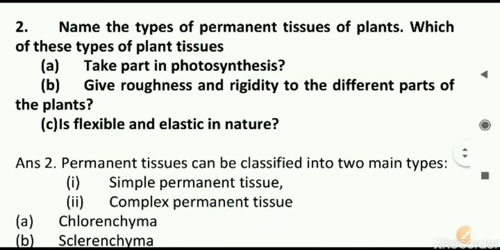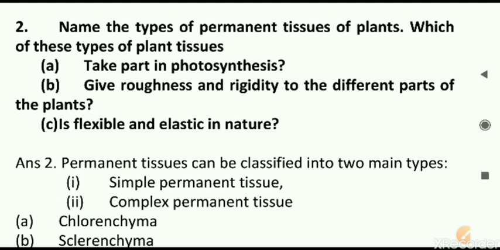The second one now, name the types of permanent tissues of plant. Which of these plant tissues? A. Take part in photosynthesis. B. Give roughness and rigidity. And third is flexible and elastic in nature. So two parts of the question is divided. First they have asked name the types of permanent tissue. So we will write the answer.